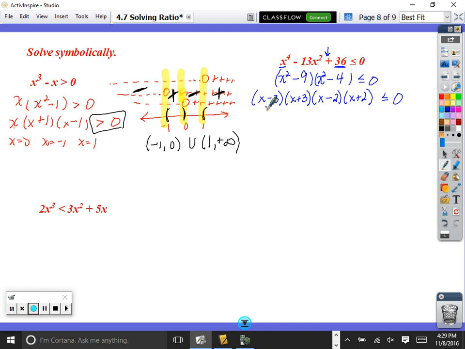So here I get an actual 0 at 3. Here a 0 at negative 3. Here a 0 at 2. And here a 0 at negative 2. So again, on my number line, I'm going to put these in order: a negative 3, a negative 2, a 2, and a 3. These were zeros. Left is negative, right are positives.